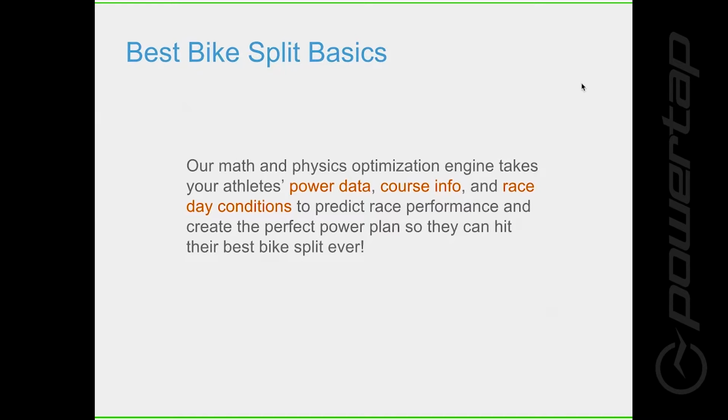But basically, my background is in optimization mathematics. And so what we've done at Best Bike Split is we take math and physics, and with that, we can take your power data, information about the course, information about the race day, so weather, wind, temperature, humidity, barometric pressure, quite a few things in the background of the model. And what we can do with that is predict your race performance, and then maybe more importantly, create a power plan so that athletes can go out and perform their best on race day.